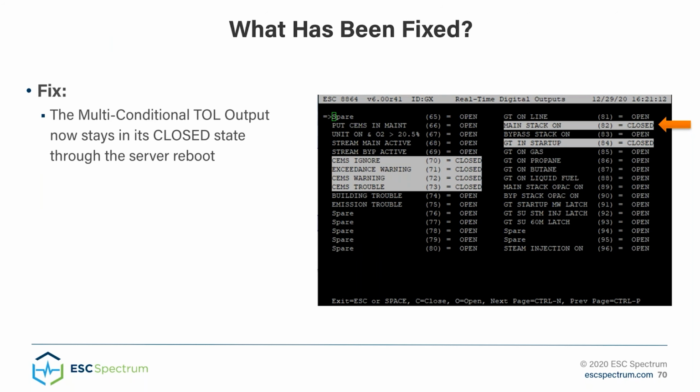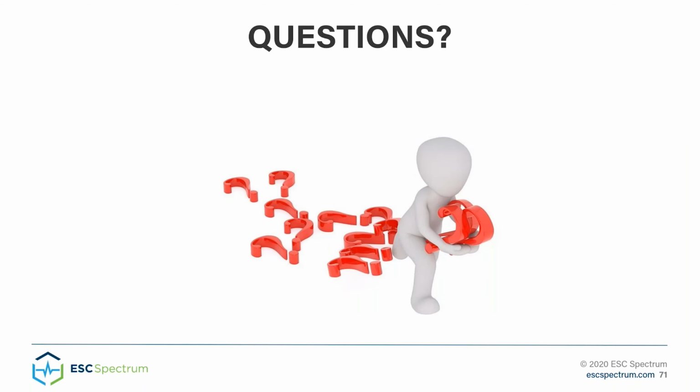Now, the multi-conditional time online output stays in its closed state during the server reboot. Okay, that is it for the 6.14 new features and bugs. Are there any questions?